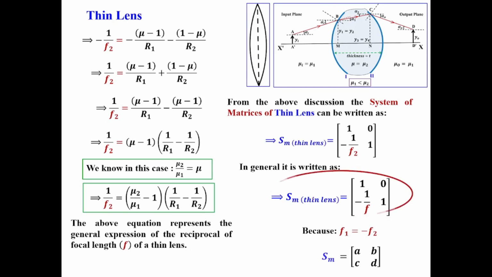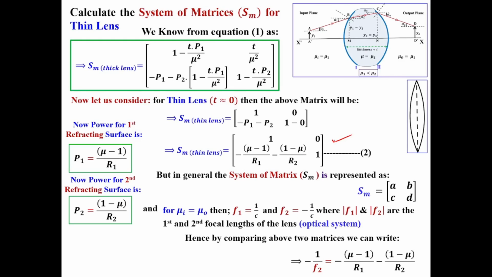Also I suggest that you should remember this equation, equation number 2. This equation represents the system matrix of a thin lens in mu and r format: 1, 0, minus (mu minus 1) by r1 minus 1 minus mu by r2. R1 and r2 are the radii of curvature of the two surfaces. Just remember this matrix, because it will help you solve different numericals.